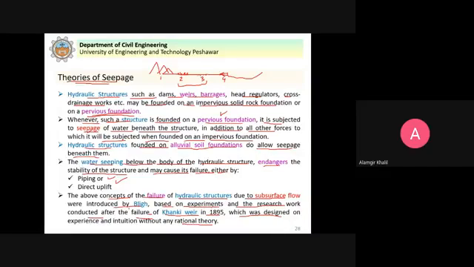So Bligh studied these and came up with what is known as Bligh's creep theory for seepage flow. He developed this theory around 1910 and has written a book on this. So what is this theory?